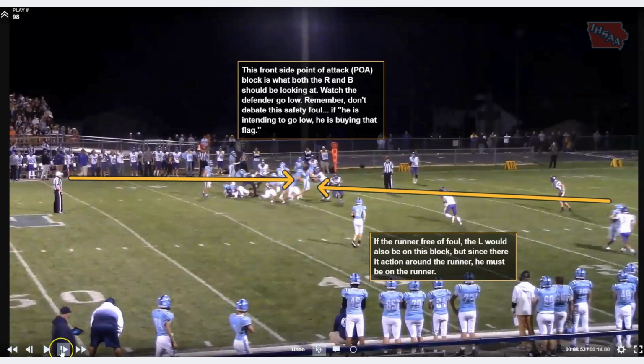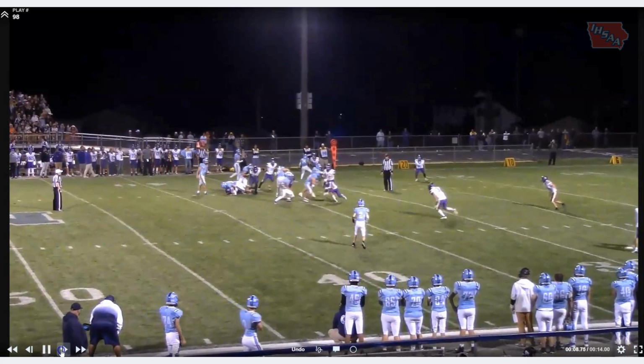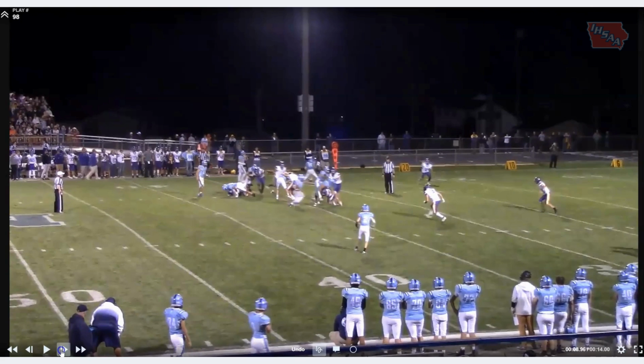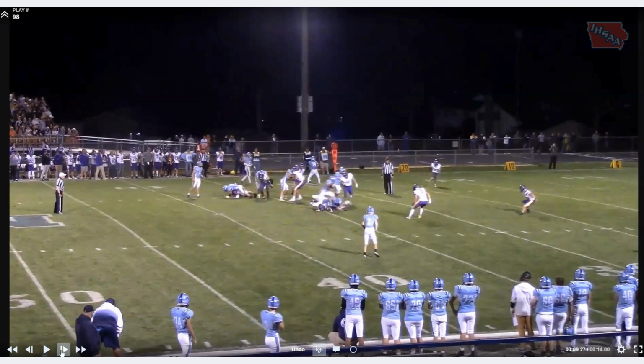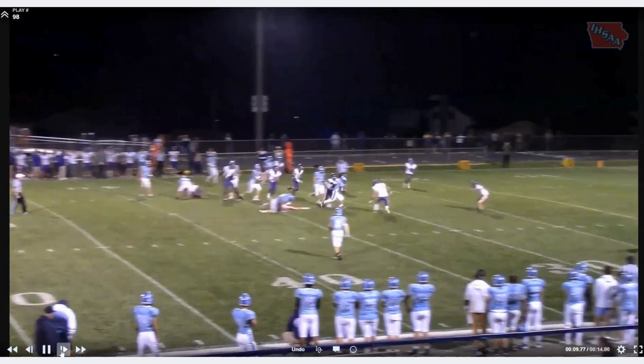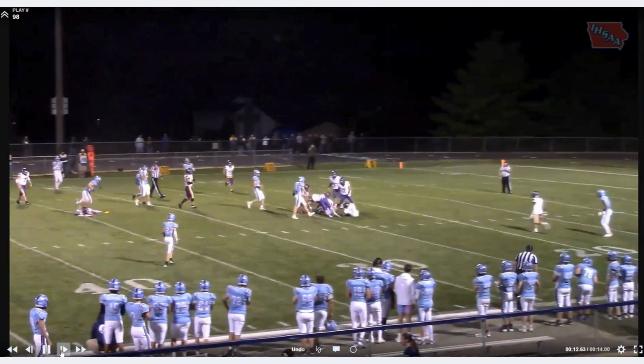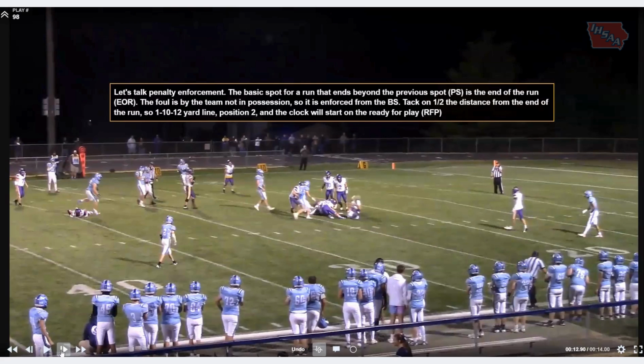I'll go in slow motion. We'll watch this defender definitely go low on this lead blocker. That is a foul for an illegal block below the waist by the defense. Now we need to start thinking about penalty enforcement. So the basic spot for a run that ends beyond the previous spot is the end of the run. This is a foul by the team not in possession, so it's enforced from the basic spot. There's no exception to that, remember. A foul by the team not in possession is always enforced from the basic spot.